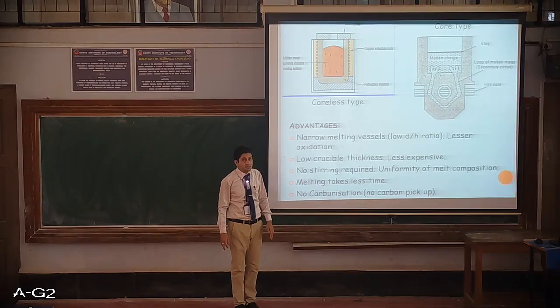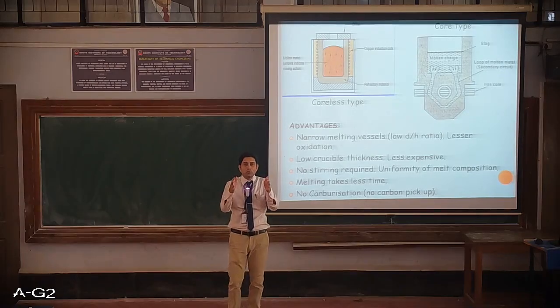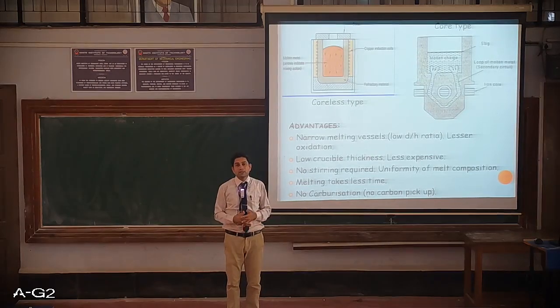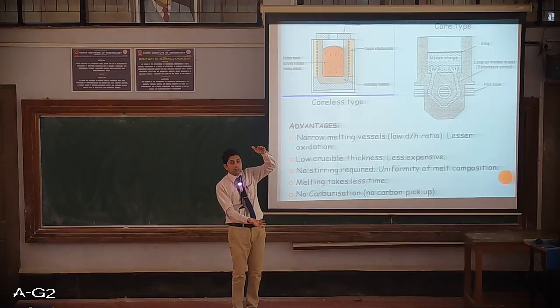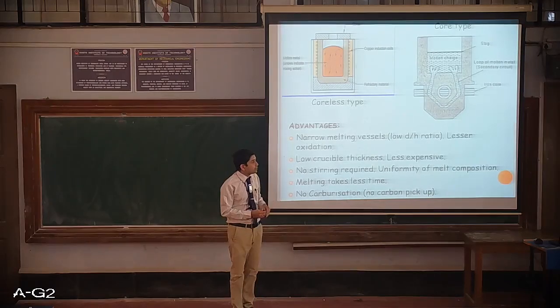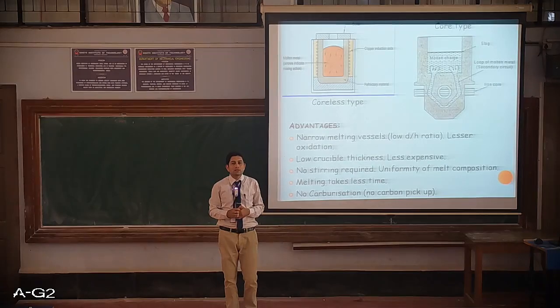Narrow melting vessels. You can see that here the vessels which we use for melting the metal will be narrow. It will not be so huge like our cupola furnace or crucible furnaces. It will be narrow, but it will be very much increased in height, right? So low D to H ratio. If you see the diameter to the height ratio, it will be very much lesser. That means the height will be more and the diameter will be lesser.